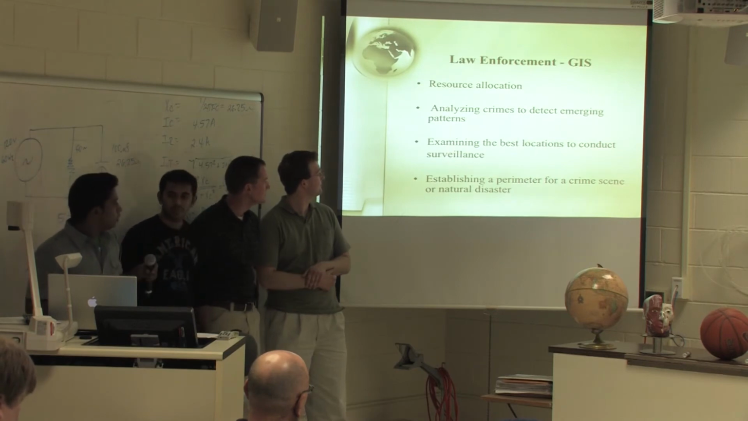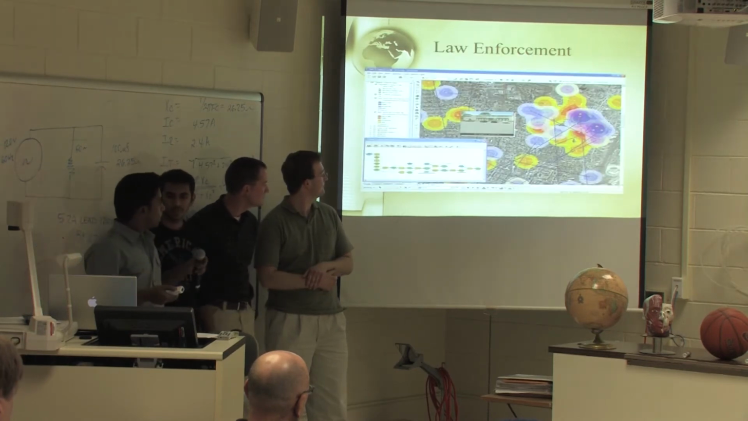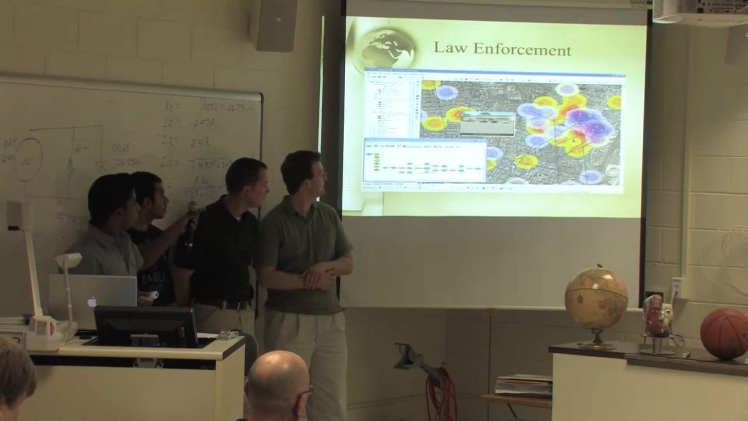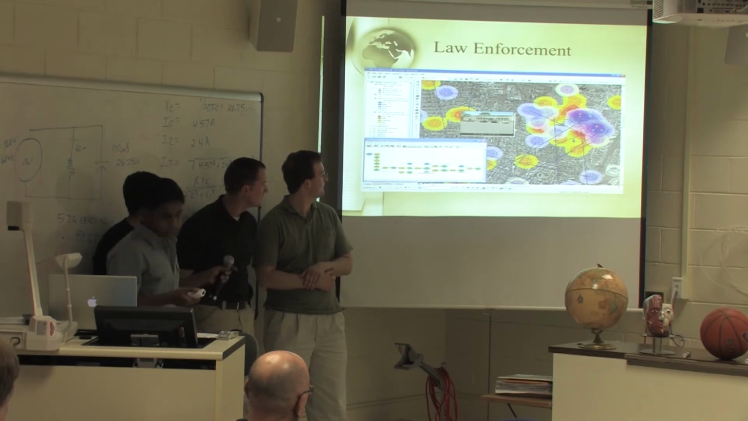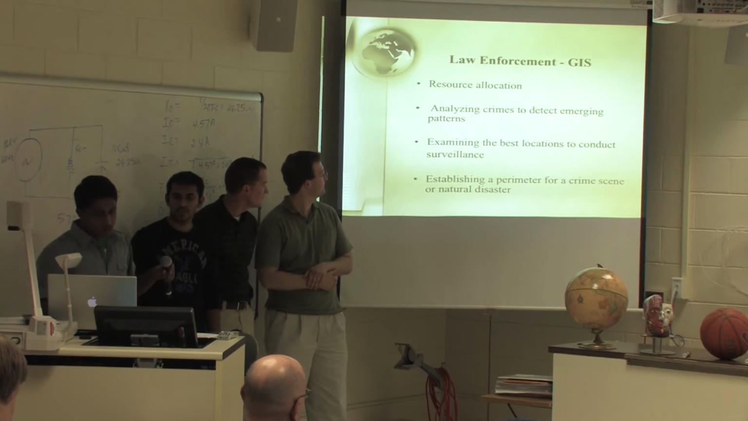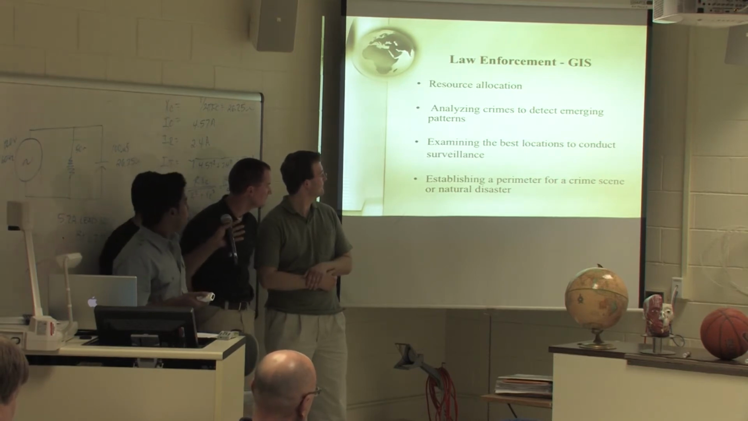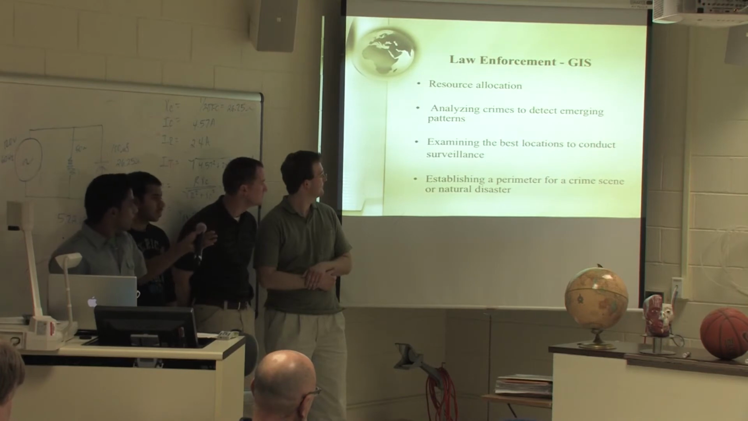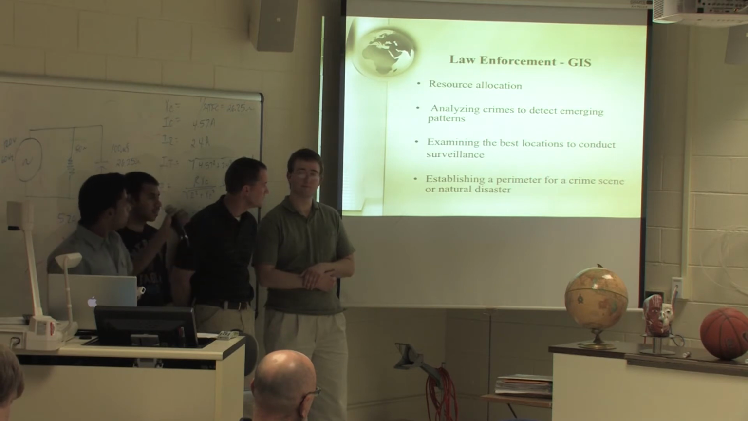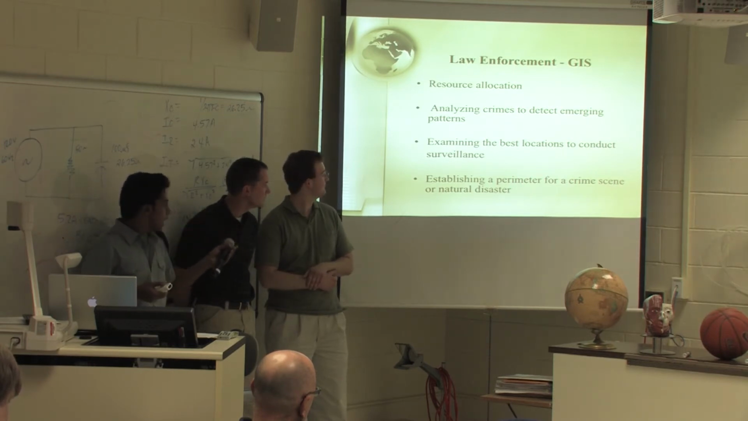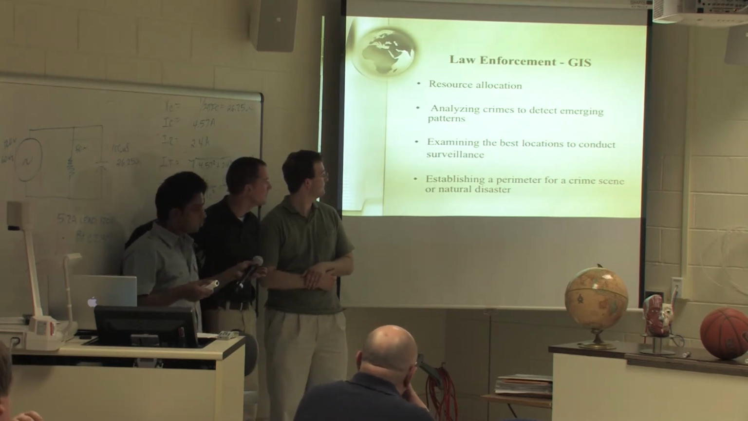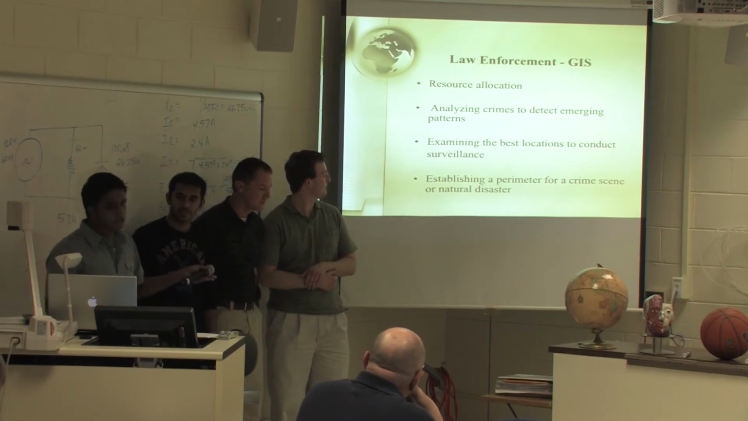And examining the best location to conduct surveillance. Depending upon the higher crime rate, surveillance cameras were used in order to reduce the crime rate in the respective areas. The last point is establishing a perimeter for the crime scene. This is usually used in hostage crises, establishing a perimeter so that only authorized persons can enter. And regarding natural disasters, like during a tsunami, the coastline has to be cleared in order to save the lives of many people.